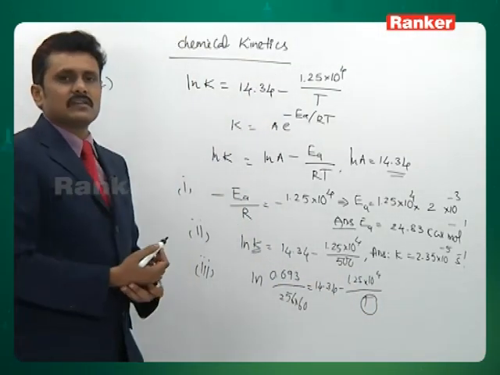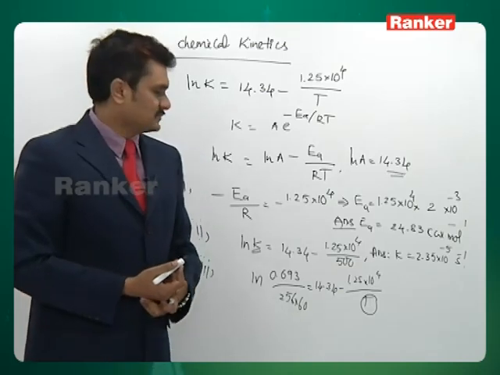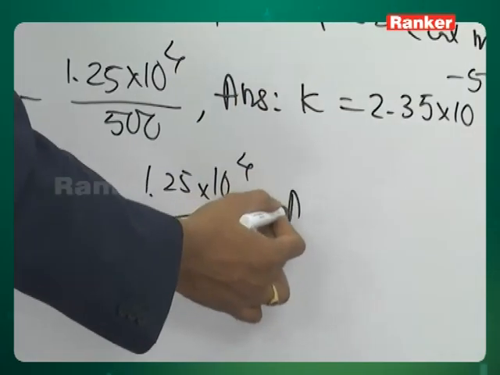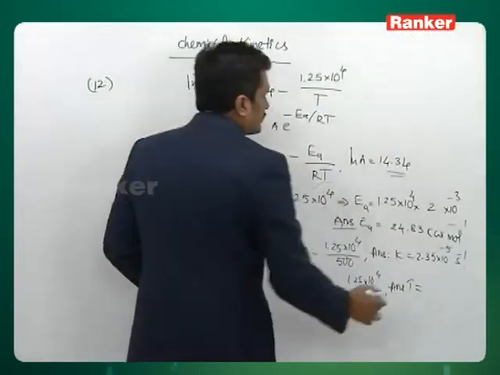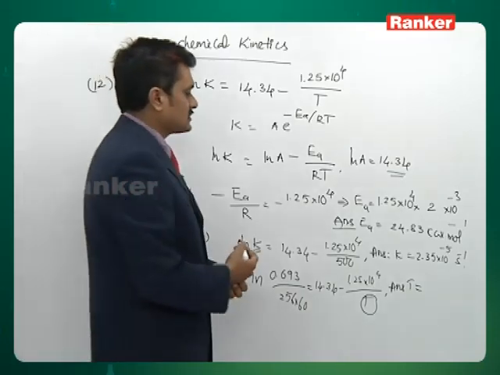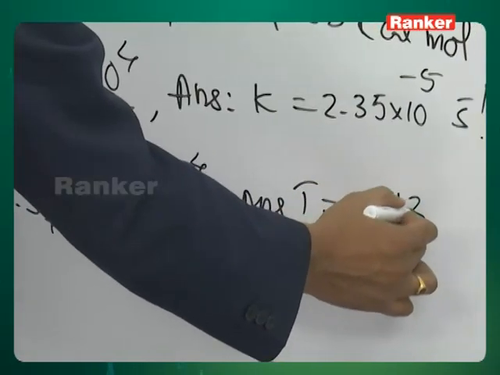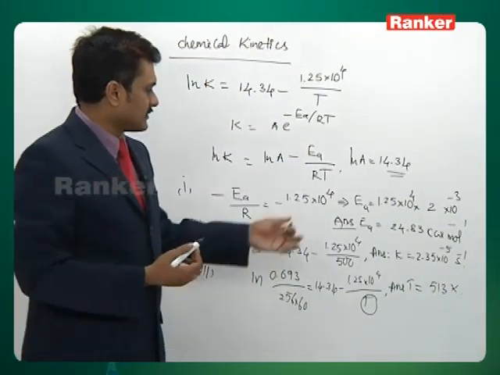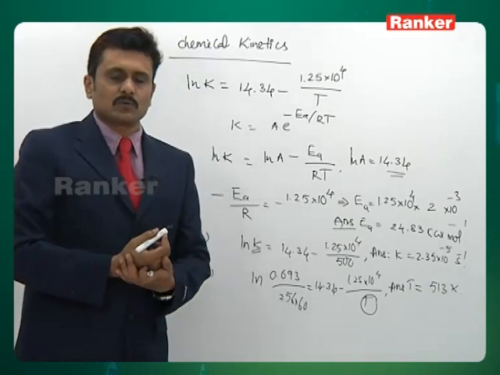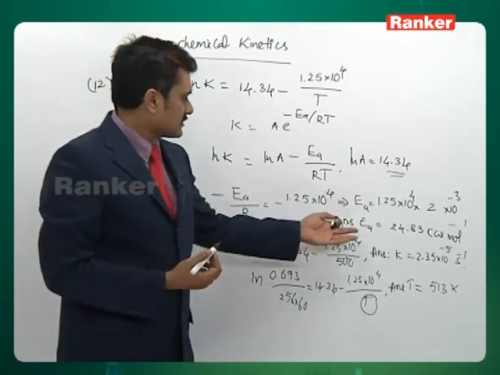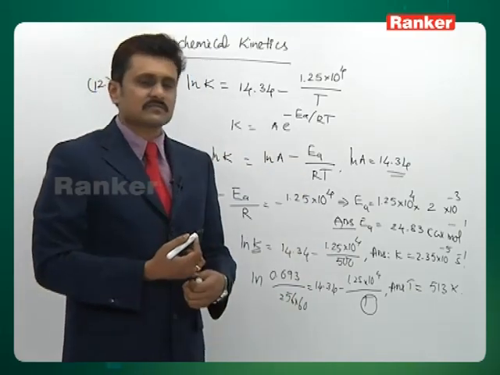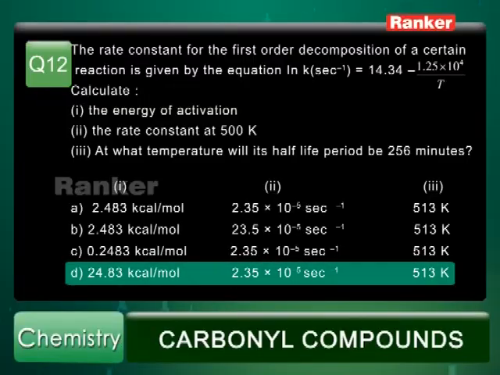It's a very simple question, previously asked in IIT-JEE, and in each case you have to find one variable. The answer for the third question, the value of T, turns out to be 513 Kelvin. So, in every question there is one unknown or variable which is being asked. In the first question we got the value of EA after the substitution of temperature. In the second one we substituted the temperature to find the value of K. In the third one we substituted the T half value to find the temperature.